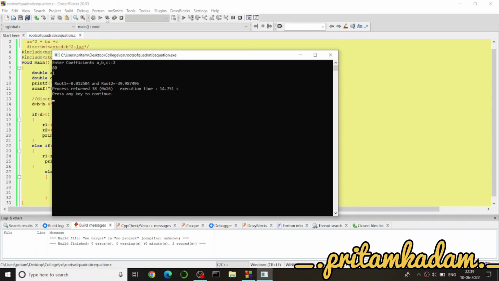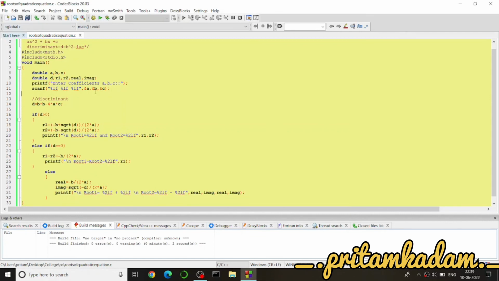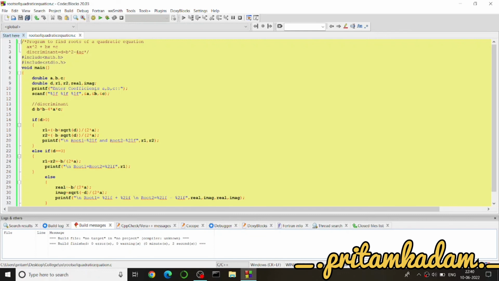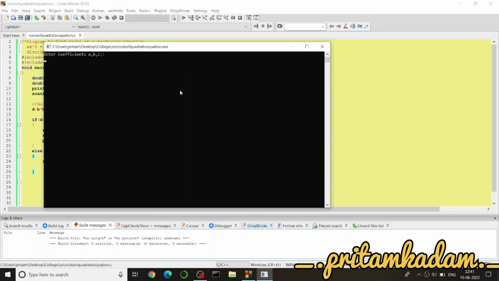So let us go ahead and insert another value. Let us run this again. Before that, let us insert \n over here, meaning enter coefficients a, b and c. Let us give the coefficients as 1, 7 and 12. So let us go ahead, and the roots should be -3 and -4. Okay, so we have got the correct answer.